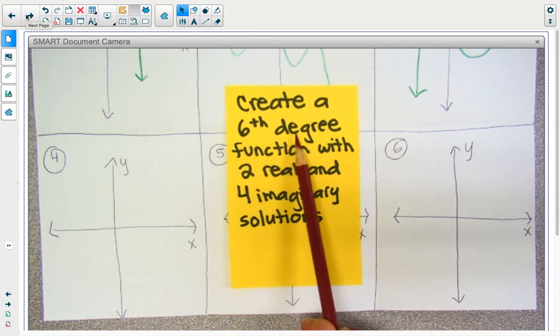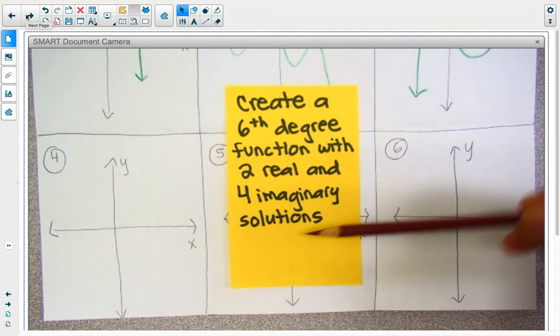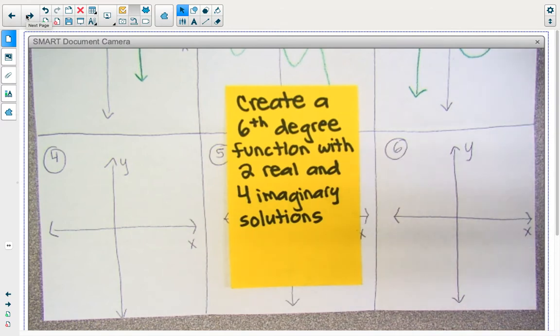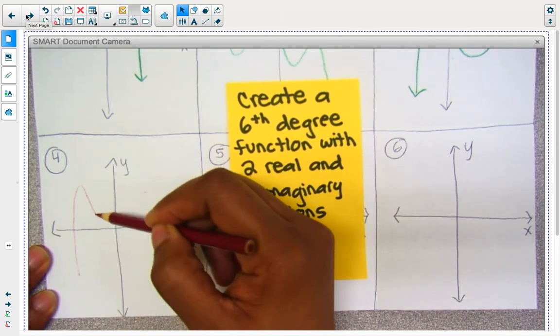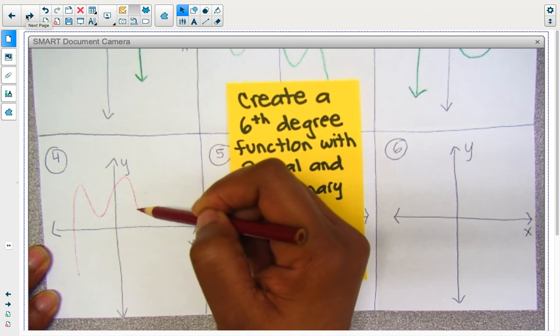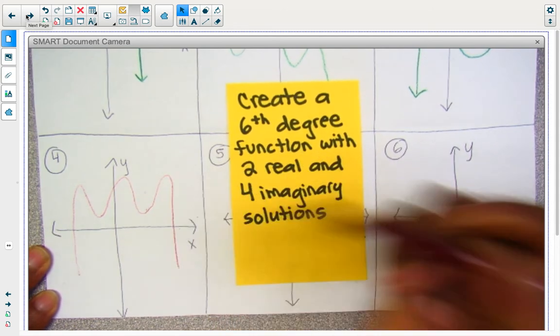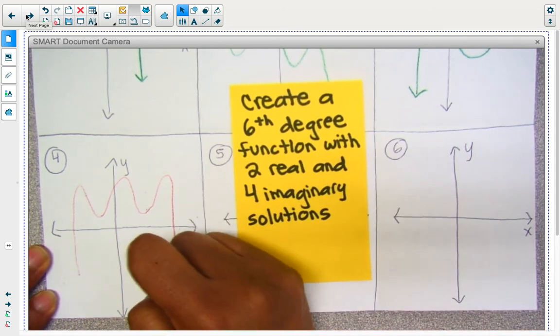But a 6-degree function has to have 6 curves and things like that. And it only can cross the x-axis twice because it says 2 real roots. So it only can cross twice. So lots of different possibilities. I can go 1, 2, 3, 4, 5, 6. So that would be a possibility.